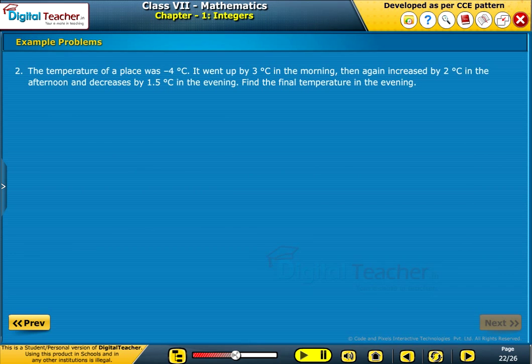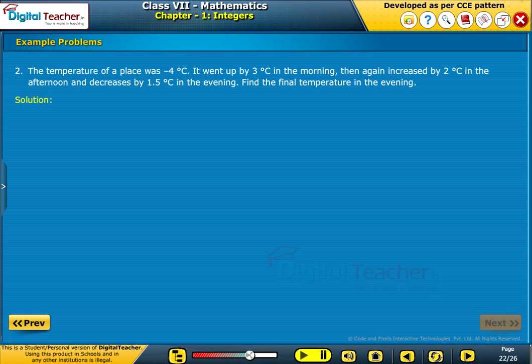The temperature of a place was minus 4 degrees centigrade. It went up by 3 degrees centigrade in the morning, then again increased by 2 degrees centigrade in the afternoon and decreases by 1.5 degrees centigrade in the evening. Find the final temperature in the evening.